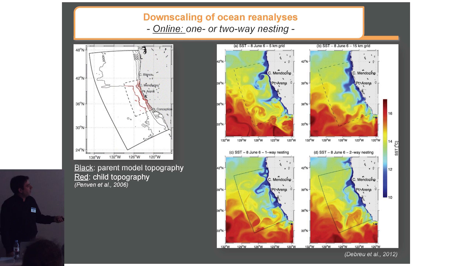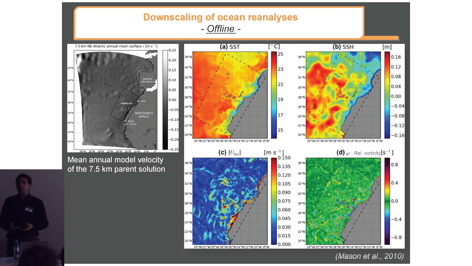The other way is to do the two-way nesting, and in this case you go from the high resolution to the low resolution and the other way around, and then you have a continuity in the structure between both models, the high resolution and low resolution. The other approach, as I told before, is the offline approach.